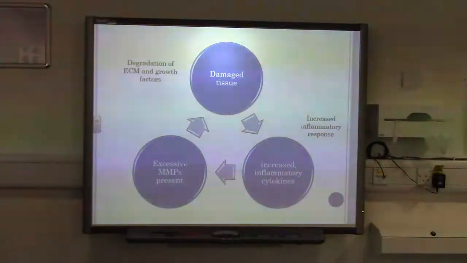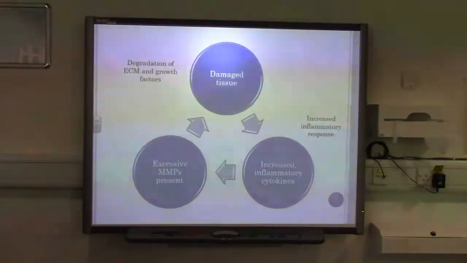When the tissue is damaged, this causes an increase in the inflammatory cytokines, which causes chemotaxis, which then causes the vasodilation and the cellular permeability, which allows more cells to enter at that wound site. As well as that, there's an excess of MMPs again, which then causes that degradation and damaged tissue. So you can see how this goes through a circle of events.